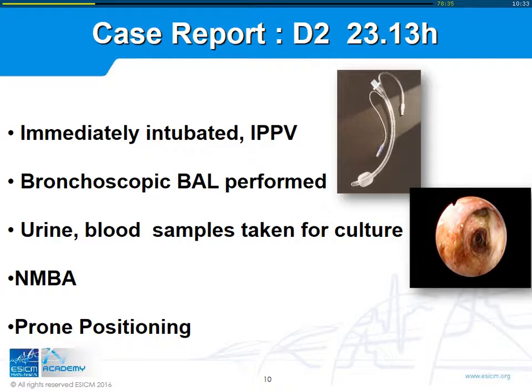Then, in this patient samples were taken for culture, urine, and blood, and neuromuscular blocking agents were also started. After that, the patient was put prone. Then my question is, should you do the same?